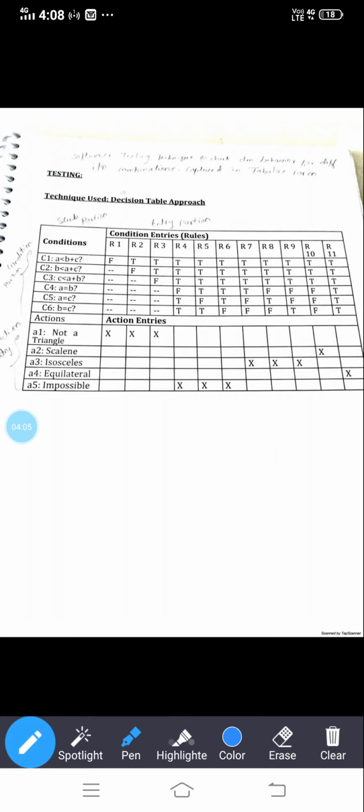Here, while writing the condition entry, we have to work on a trial and error basis. See here, R1, R2, R3 are all the possibilities. Take condition C1, B plus C greater than A. If that itself fails and everything else is true, from R2 to R11 everything is true but only R1 has failed, then what happens? You cannot form the triangle. That is why you have to mark it here. Understood? Are you getting it?